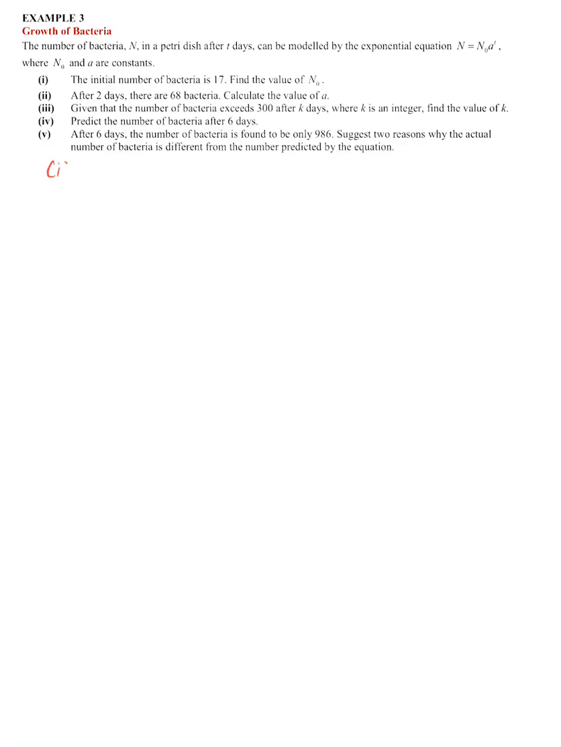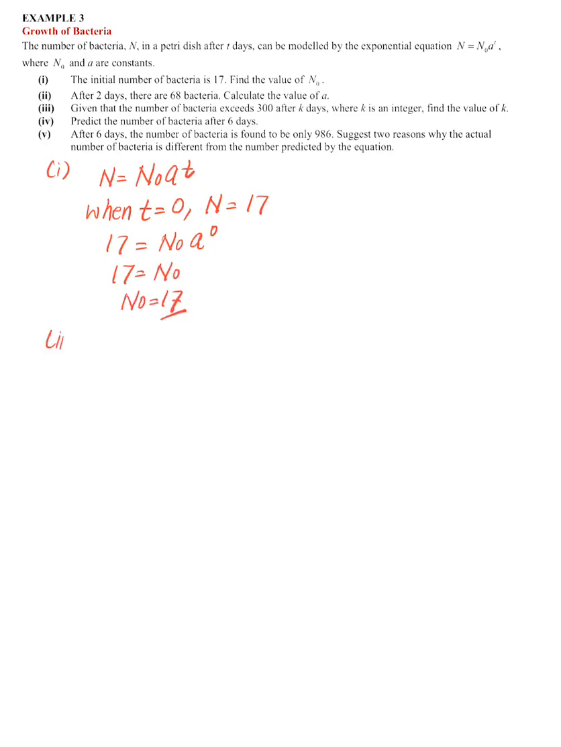Okay, so n equals n0 a^t, right? So the initial number of bacteria is 17. That means when t equals 0, n equals 17. So you sub in: 17 equals n0 a power 0. a power 0 is 1, so n0 is 17. Okay, easily done.